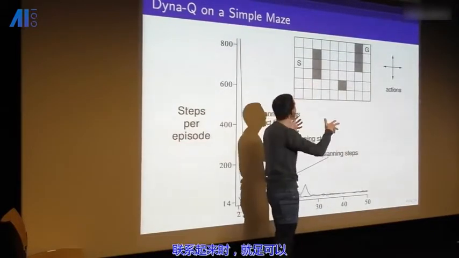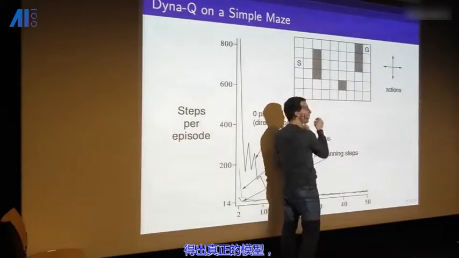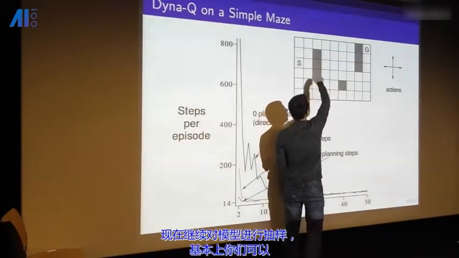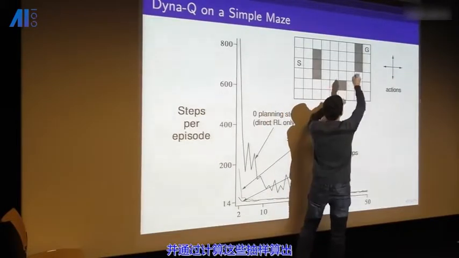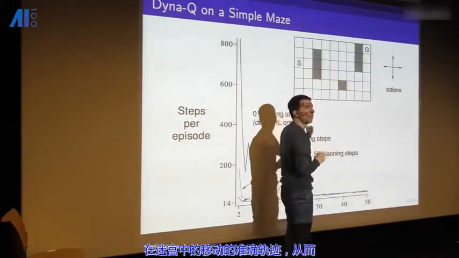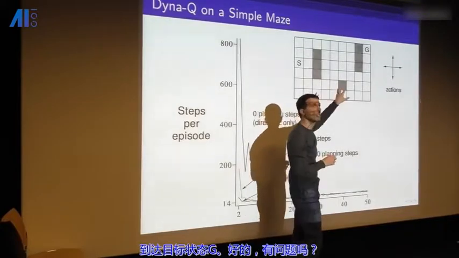And when you put all those pieces together, you've got enough in your model that when you keep sampling your model, you can basically sample many more trajectories and figure out from those samples exactly the right way to move around this maze and get from S to G.